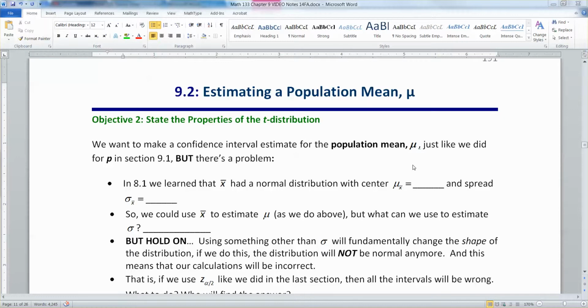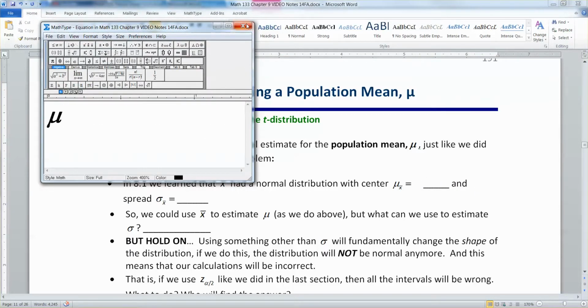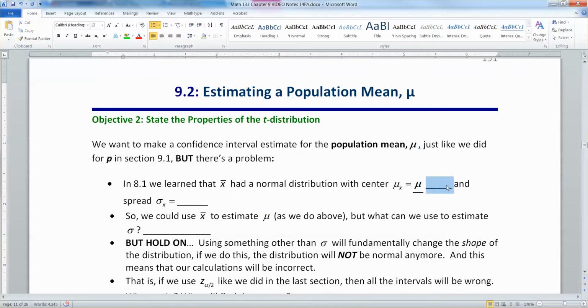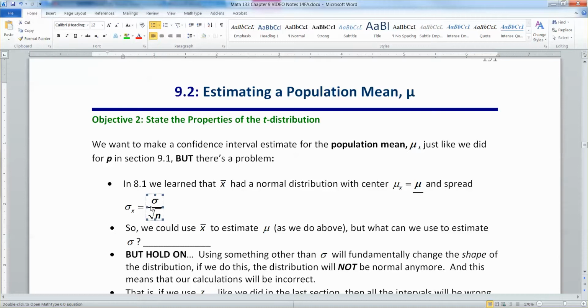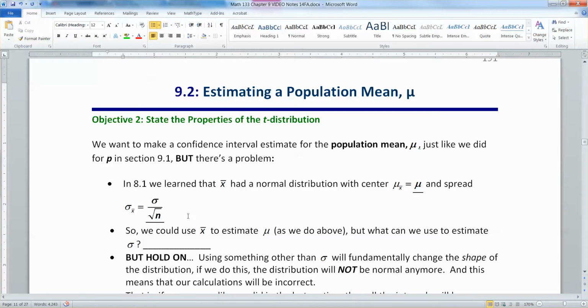Now we want to use those same ideas, but we want to do it for a population mean. We want to create a confidence interval estimate for a population mean mu, just like we did for proportions in section 9.1. But there's a big problem. In section 8.1, we learned that X bar has a distribution with center mean equal to mu, if you recall, and standard error, sigma of X bar, that'll be your spread, equal to sigma over the square root of n. It's been a while, I know, but that was what we learned in section 8.1.